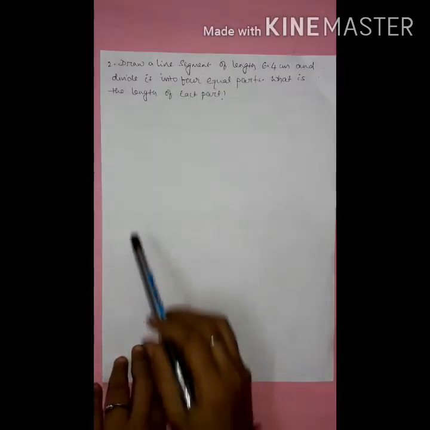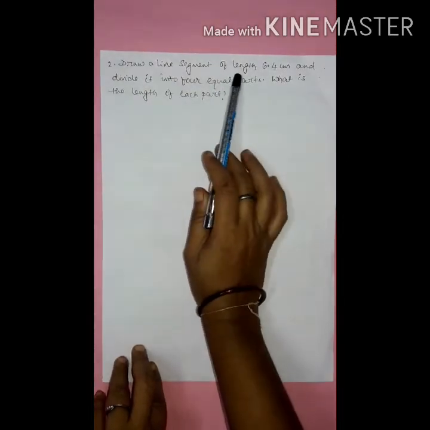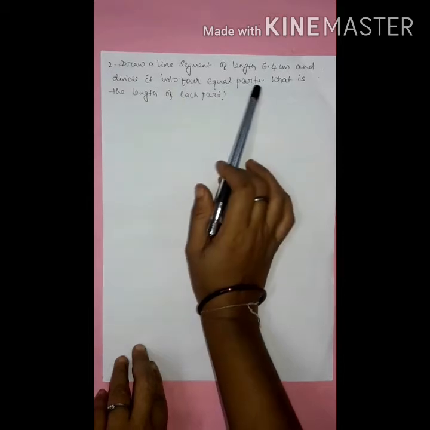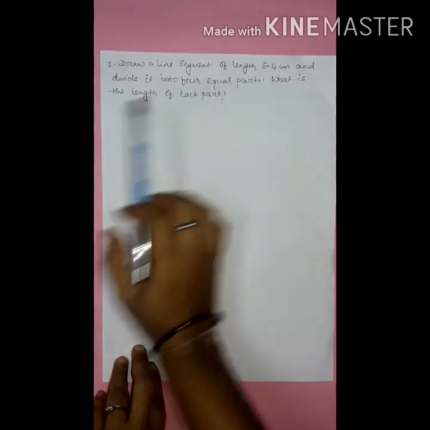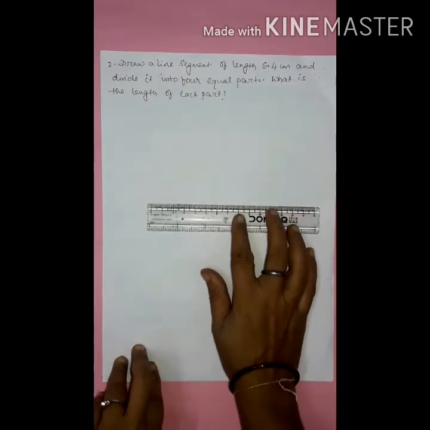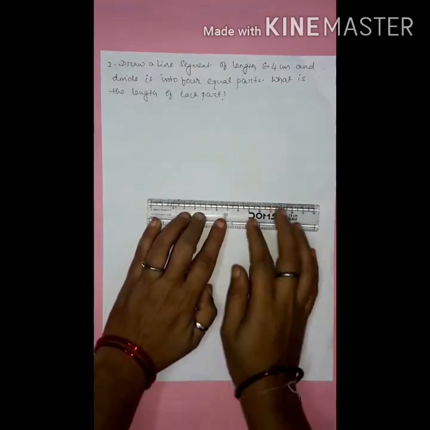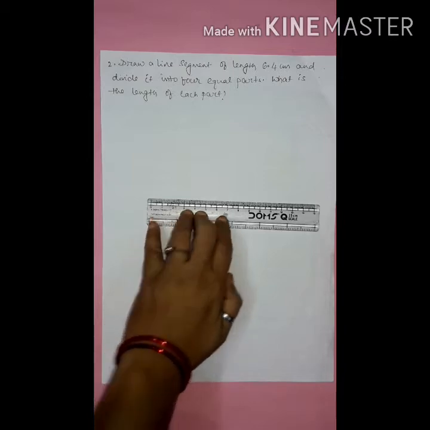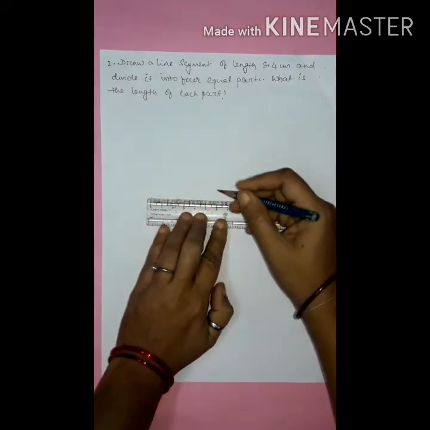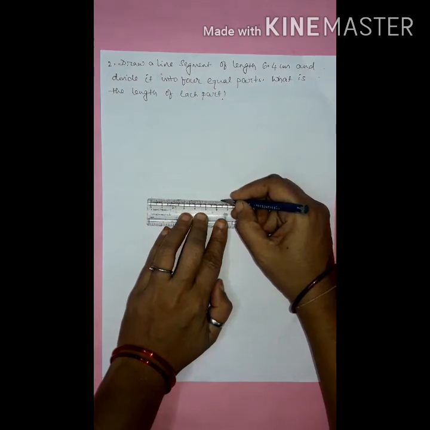Question number 2 of worksheet 3. Draw a line segment of length 6.4 centimeter and divide it into 4 equal parts. What is the length of each part? Like the previous question only, we have to construct here. First of all, draw 6.4. So make this the 0. All of you know how to construct. After 6, 1, 2, 3, 4.